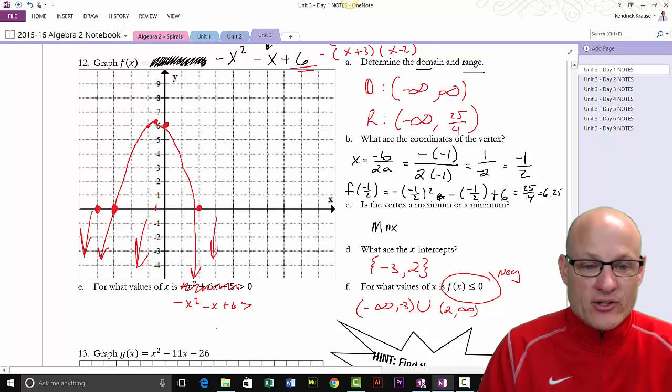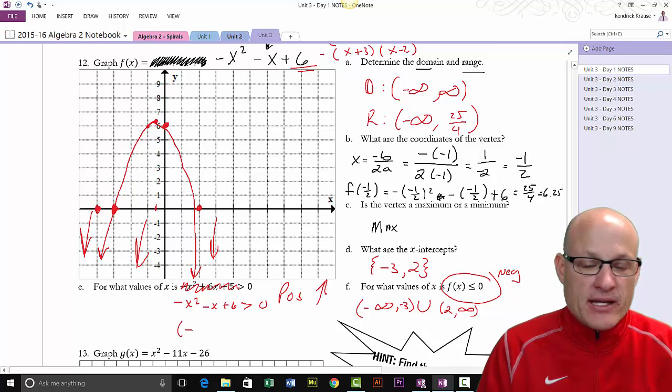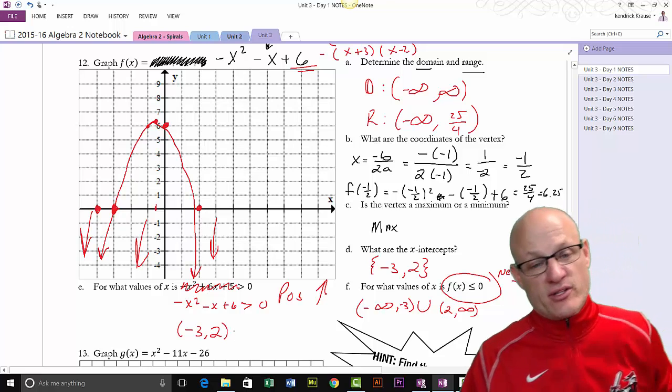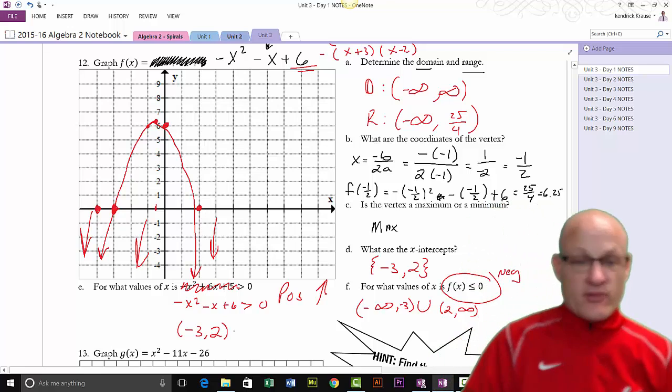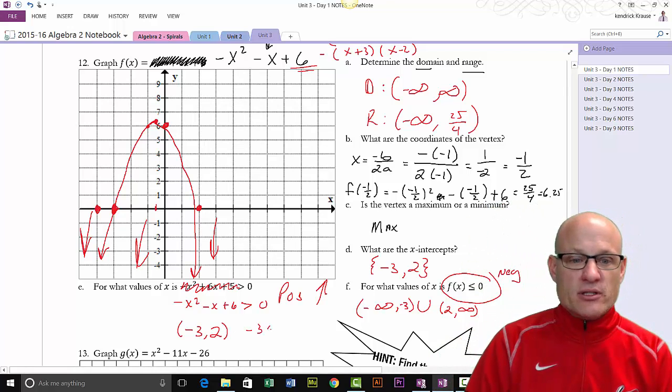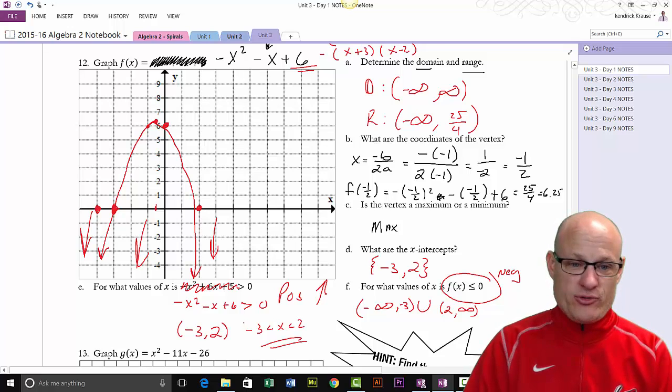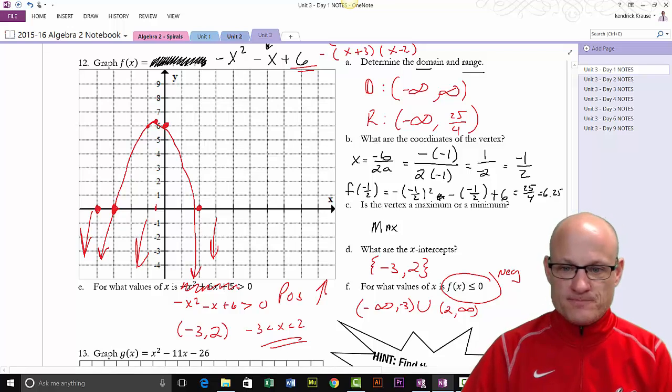Where is that greater than 0? That means when is it positive, or above the x-axis? And that's from negative 3 to 2, not including those. It's not the point negative 3, 2. It's the interval from negative 3 to 2. And if you don't like that, go negative 3 less than x less than 2. Either way is okay. Where is it equal to 0? Well, it's equal to 0 at the roots.